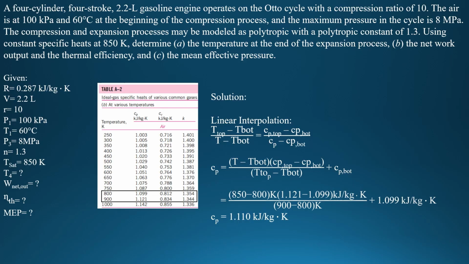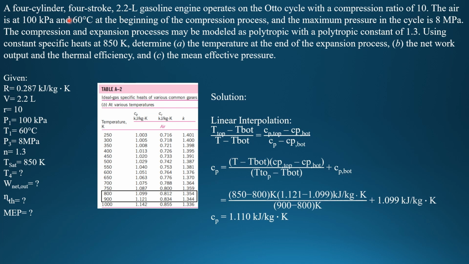Good day, Bayaw. Today, we have here another problem from the book of Thermodynamics by Singal, Chapter 6, The Gas Cycle. A four-cylinder, four-stroke, 2.2 liters gasoline engine operates on an Otto cycle with a compression ratio of 10.